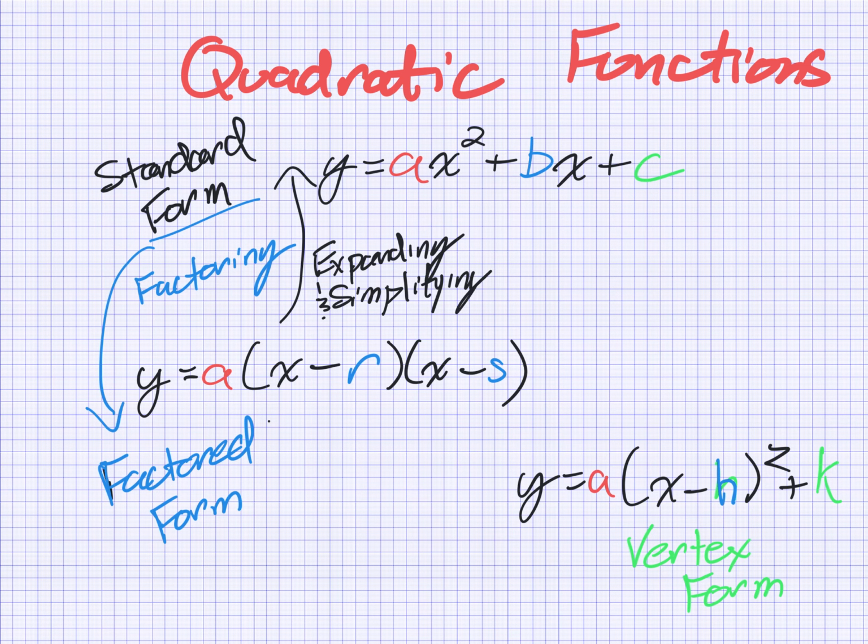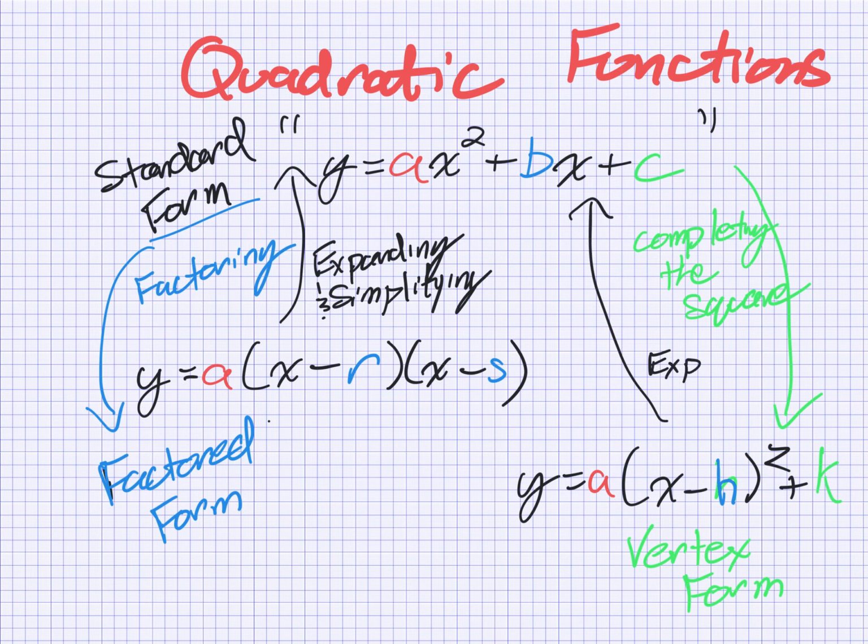When we go from, and it's very common, the major form, think of this one as your standard form, okay? When you go from standard form to vertex form, this process is usually called completing the square. And going back is actually the exact same process from before. It's also known as expanding and simplifying.